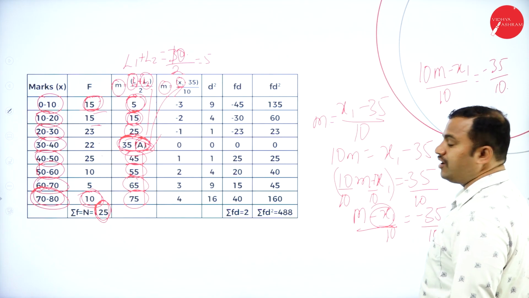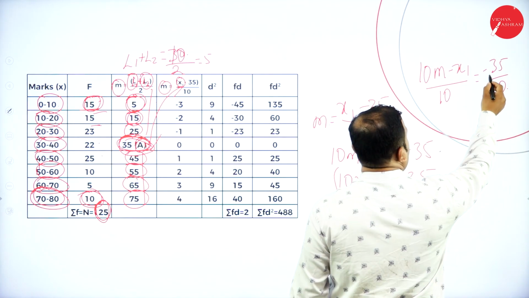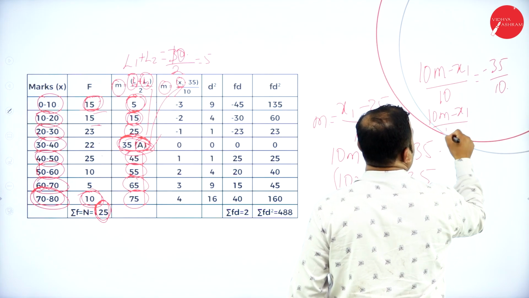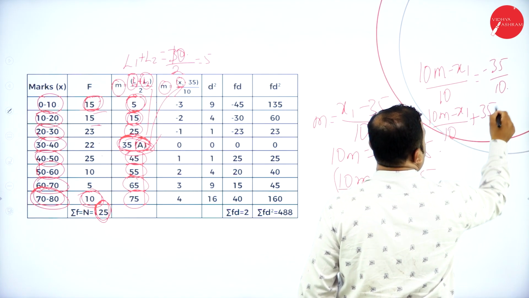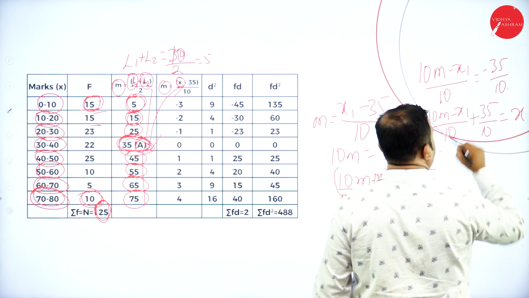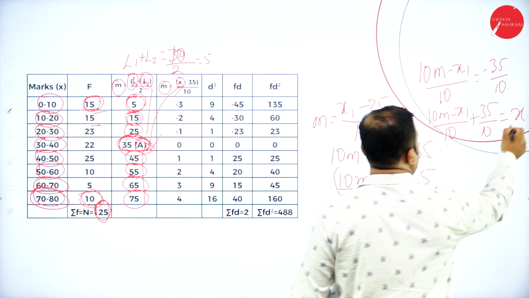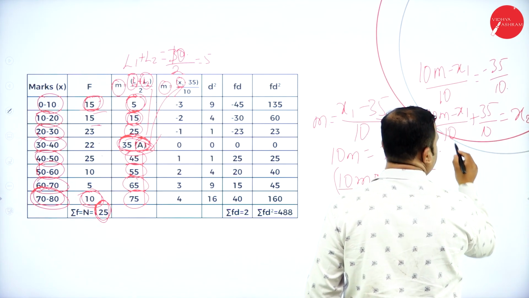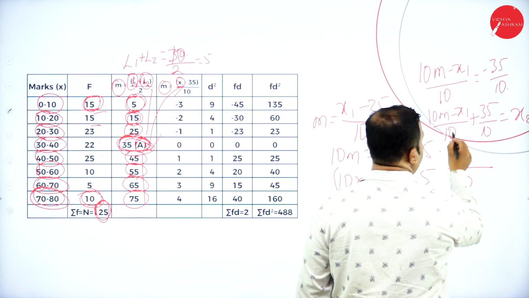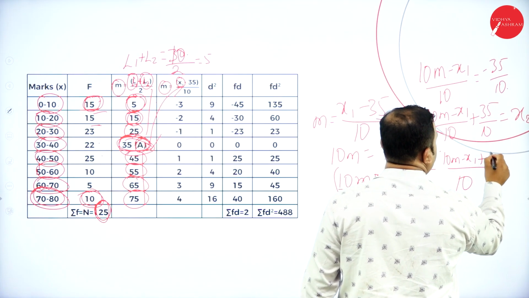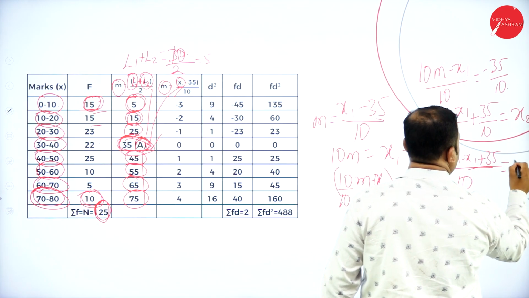If I further simplify this, what is the value I'll get? If I bring this towards this side, what happens? 10m minus x1 divided by 10 plus 35 by 10 is equal to some value. Let me consider the constant of this, x2, as some value. If I take the LCM of this, I'll get the value 10. That is 10m minus x1 plus 35 by 10 is equal to x2.